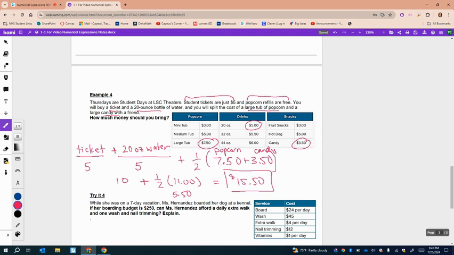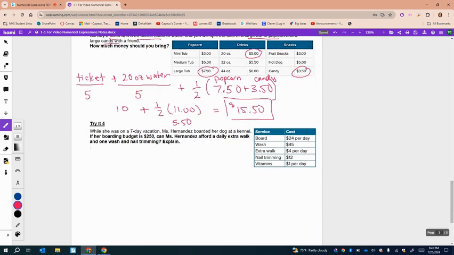Okay, let's try our last one. While she was on a 7-day vacation, Miss Hernandez boarded her dog at a kennel. If her boarding budget is $250, can Miss Hernandez afford a daily extra walk and one wash and a nail trimming? Okay, so she's like, I'm going on vacation. I only want to spend $250 on boarding my dog. So let's figure out what's going on. So again, let's figure out in words, right, what we got to do. 7 days of boarding, right?